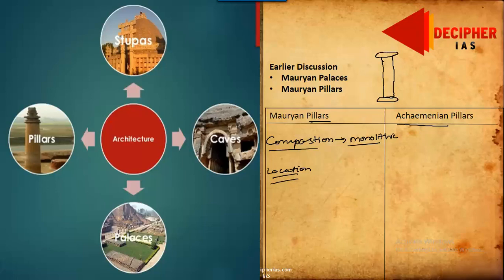Now, Achaemenian pillars were made up of various pieces of sandstone cemented together, like this. This is a single slab, then one more slab is placed over it, then a third, a fourth, a fifth, and so on. This also constitutes a pillar, but it is not made up of a single shaft. It was made up of several pieces cemented together. So this was the compositional difference between the two pillars.